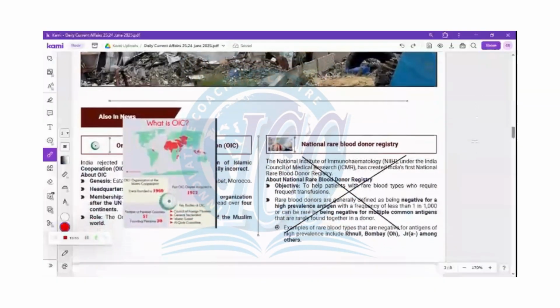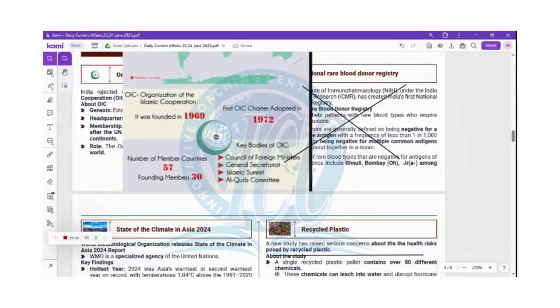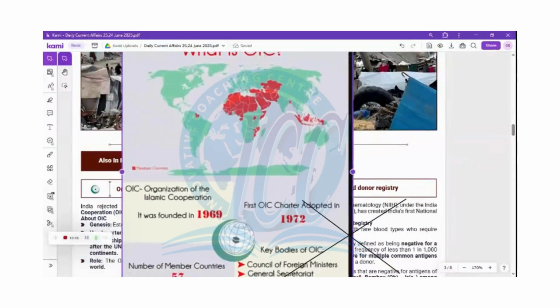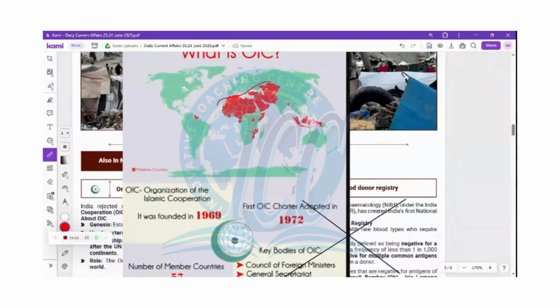Then comes what is called OIC. OIC stands for Organisation of Islamic Cooperation. It was formed in 1969 and it is a group of 57 countries. You can see the map. Does it include countries from Asia? Yes. Southeast Asia? Yes. North America? No. And South America? Yes. That is Libya. I'm sorry, it's not Libya.